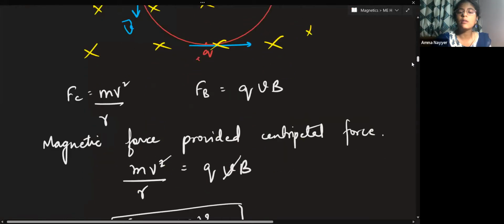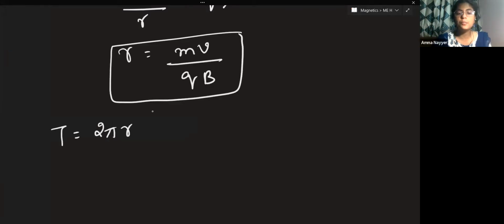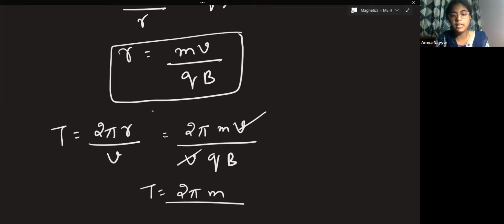Speed, you can write from here. So time is 2 pi r divided by the speed. Let's put the formula of radius. So this becomes 2 pi times mv divided by v into qB. So from here, velocity gets cancelled. Time period's formula is 2 pi m divided by qB.